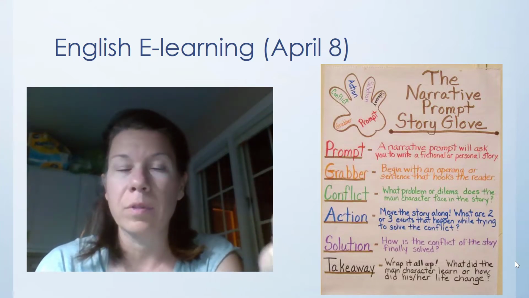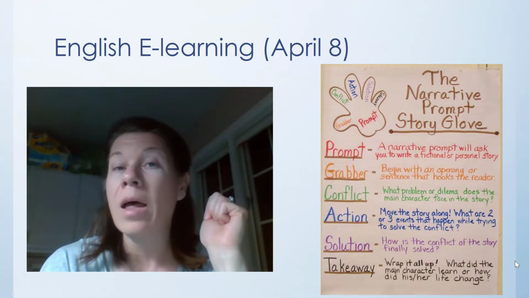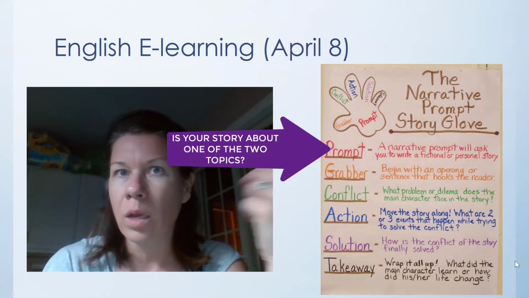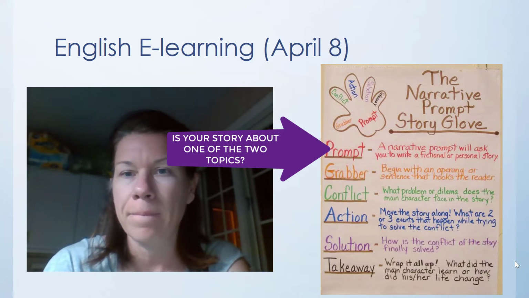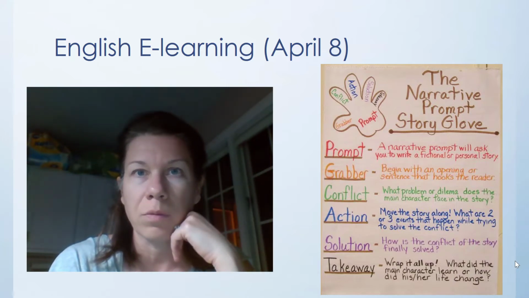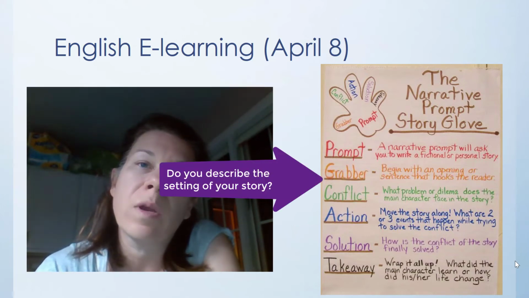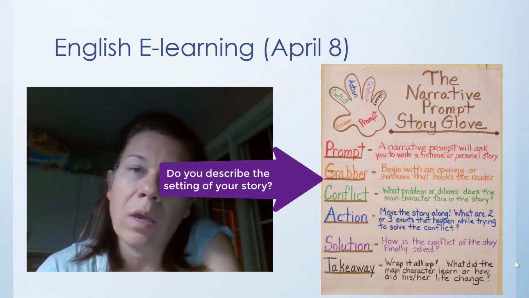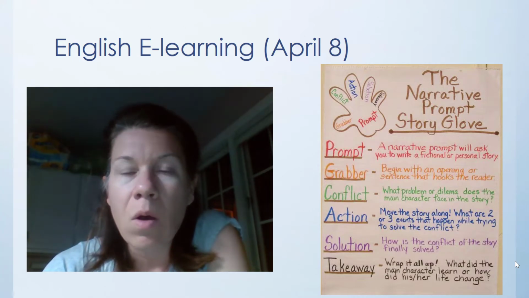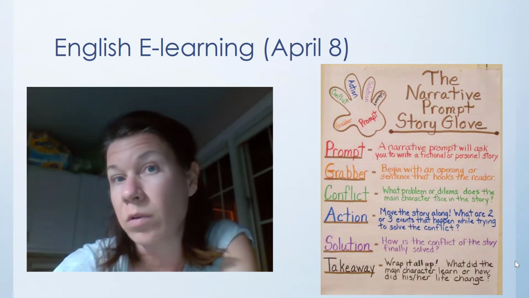Let's begin with the prompt. At this time, you should have written a story that either stars your schoolyard habitat creature or connects in some way to current events. If you have done one of those two things, check, you're good to go. Next, you should have grabbed the attention of your reader by beginning your story with a description of the setting of some type or with a description of the characters that are part of your story.